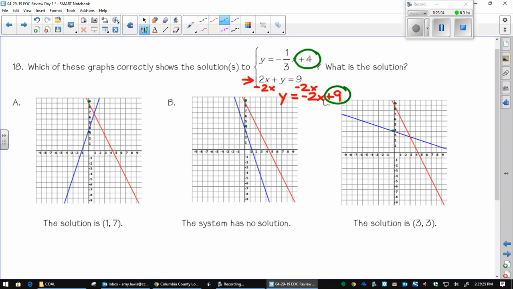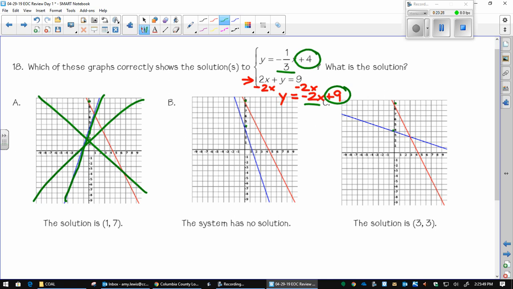Okay, so now what I'm going to look at is I've got two negative slopes, negative 1/3 and negative 2. Are both of these negative slopes? Well, I can eliminate A because this line right here, this blue line, is a positive slope, and that doesn't work with either of my choices.